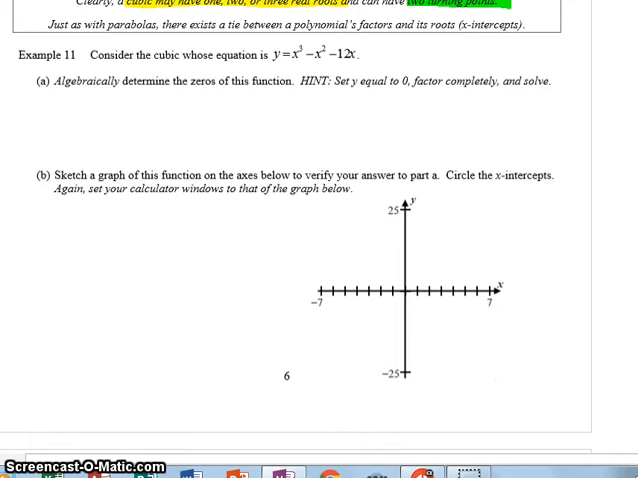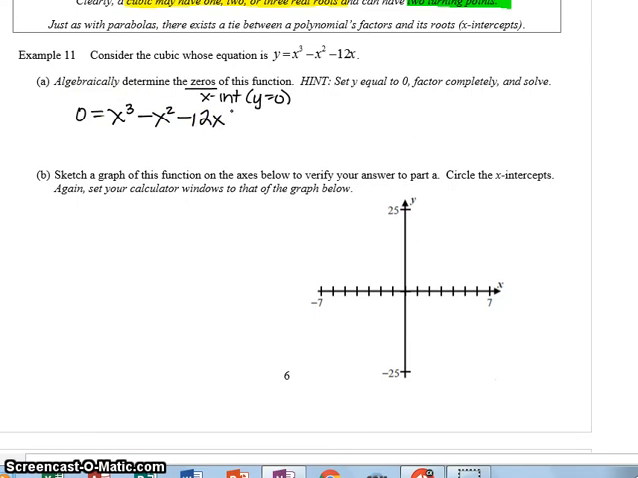Example 11. Consider the cubic equation. Algebraically determine the zeros. So in your head, you need to think zeros mean x-intercepts, and x-intercepts mean y equals 0. So what does that mean? You come up to the equation and you set it equal to 0. So I get 0 equals x cubed minus x squared minus 12x.